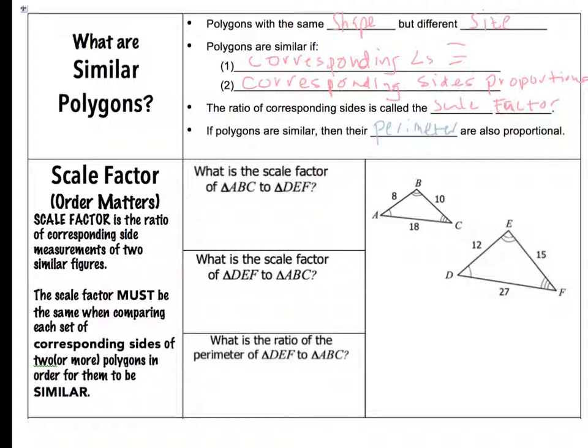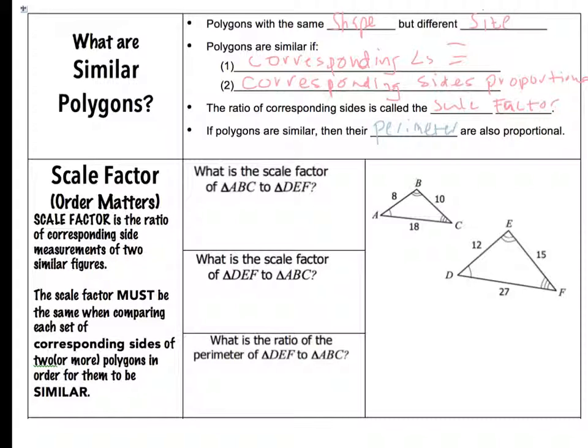So what is this scale factor? A scale factor is the ratio of corresponding side measurements of two similar figures. A scale factor must be the same when comparing each set of corresponding sides of two or more polygons in order for them to be similar. Also, when determining scale factor, order matters.